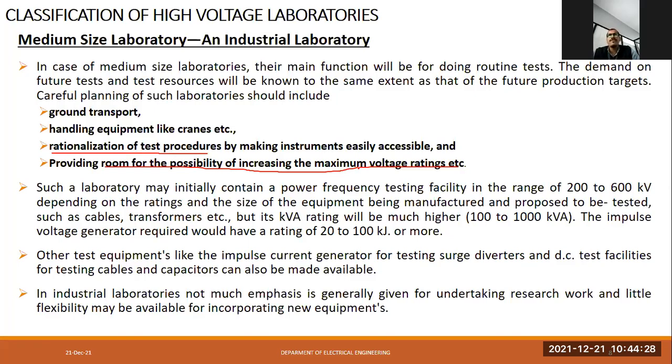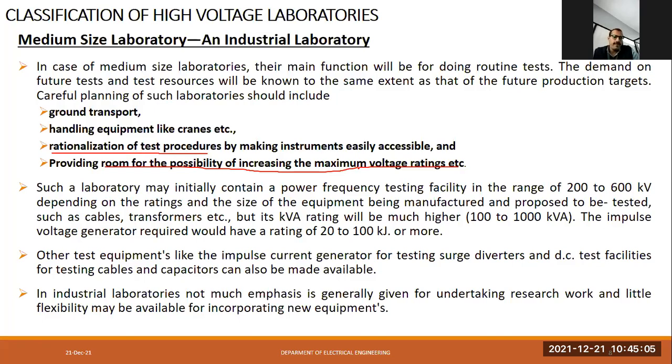the power frequency testing facility should be in the range of 200 to 600 kilovolt. That also depends on the rating as well as the size of the equipment that has to be manufactured and proposed for testing. So in such cases, the electrical equipment used in industrial sectors is cables and transformers, with ratings around 100 to 1000 kVA. The impulse voltage generator required has a rating of 20 to 100 kJ, meaning kilojoules, or more than this.